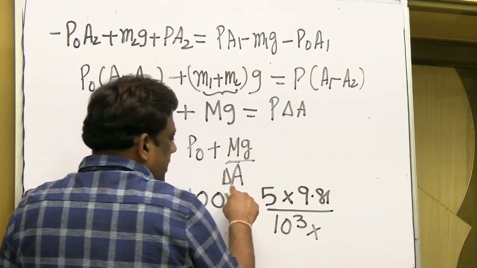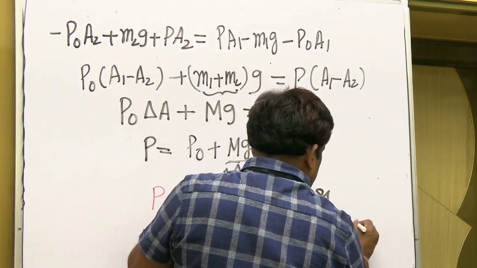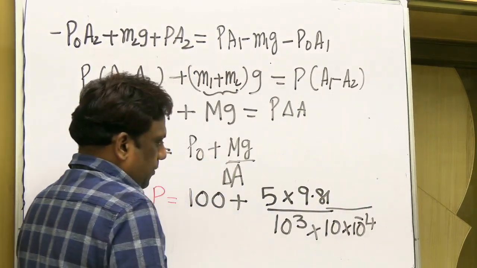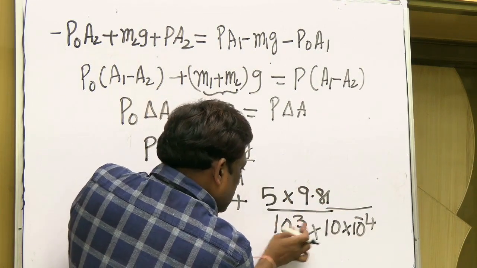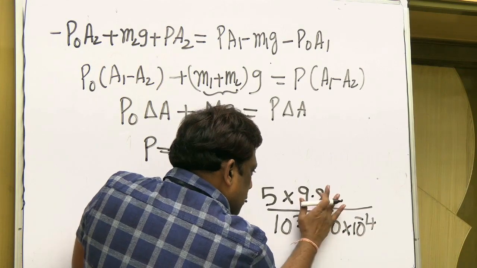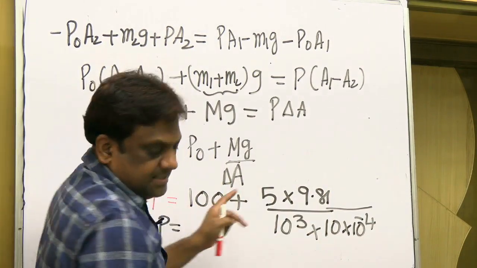And area. What is the change in area? It is given as 10, but it is centimeter square. So 10 power minus 4. I repeat: M into G, Newton. Divide with 1000, kilonewton. And per meter square, kilonewton per meter square is kilopascal. This also in kilopascal. So you will get the value of P, that is the gas pressure.